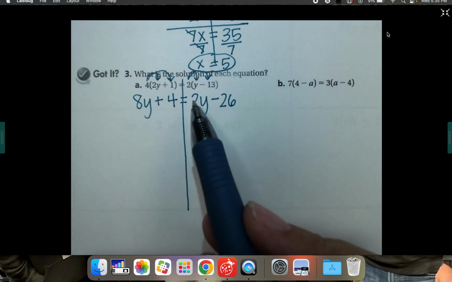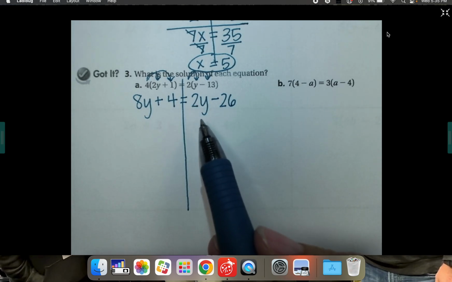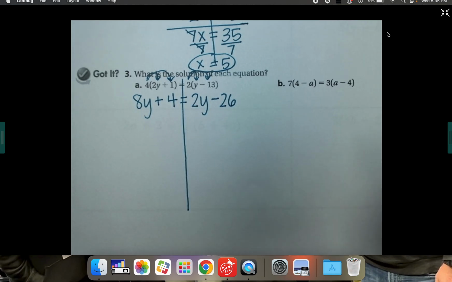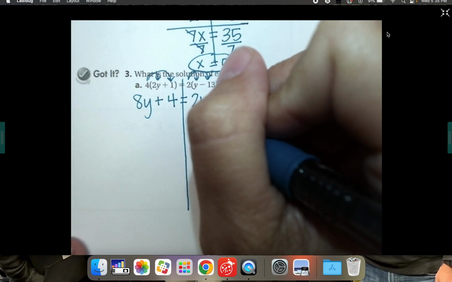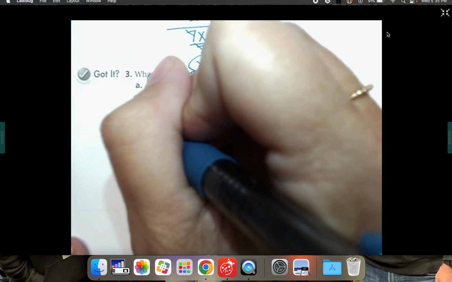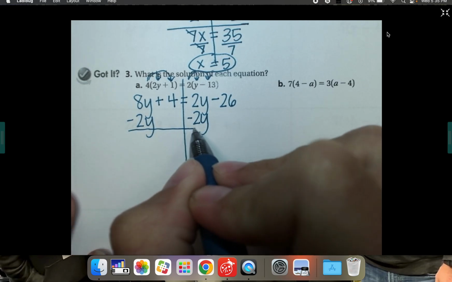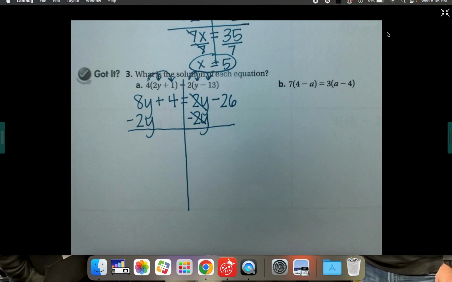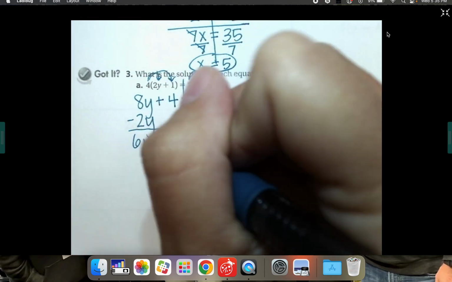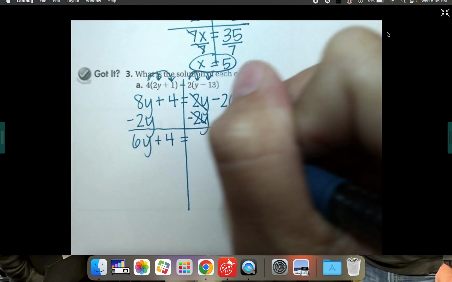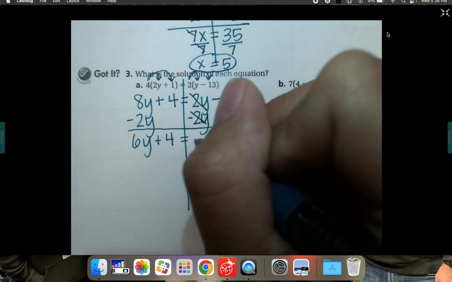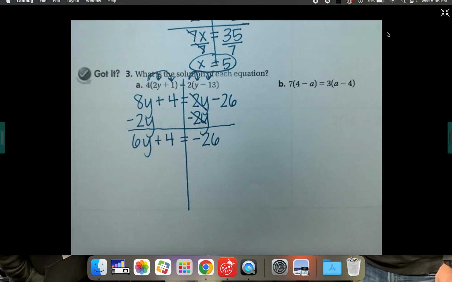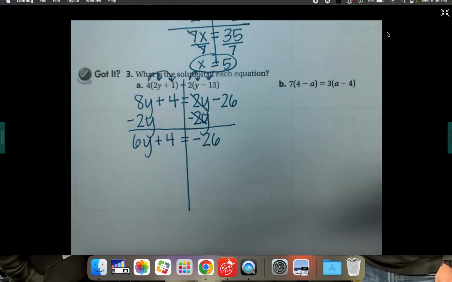I really wish one of these was negative so you could see that you would add it if it was negative. All of these have been positive, so we have been subtracting on every single one, which is okay. I think you would still know what to do in the case of a negative, but I'm choosing to subtract 2y. That would leave 6y plus 4 and -26. Don't forget to bring down your negative. A little thing like that will mess up your whole problem.